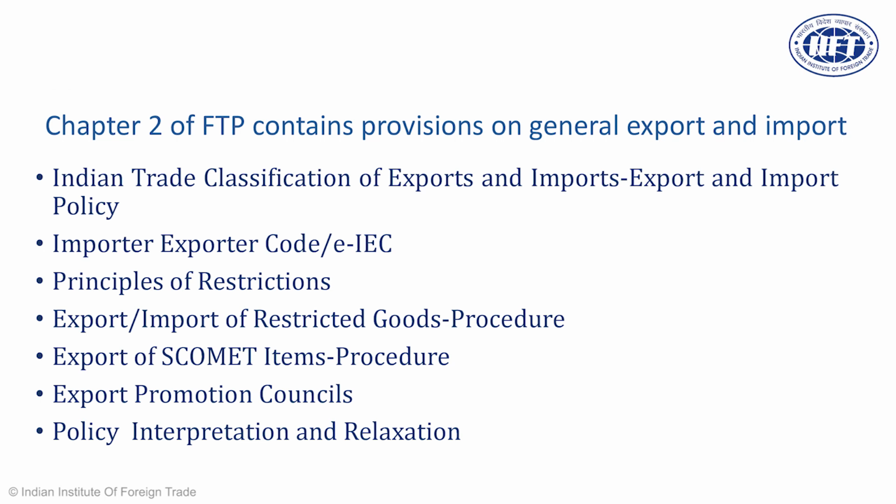the Import Exporter Code, the various principles of restrictions on which certain goods are restricted to be imported and exported. And then there are provisions for which special procedure has to be followed by exporters in case they want to export or import certain items. Then there is something known as SCOMET items. So these are special chemicals, organisms, materials, equipment, and technologies. So if any of the firms want to export these items, a special authorization is required before they can export these items, and the procedure for that is also defined in chapter 2 of the foreign trade policy.